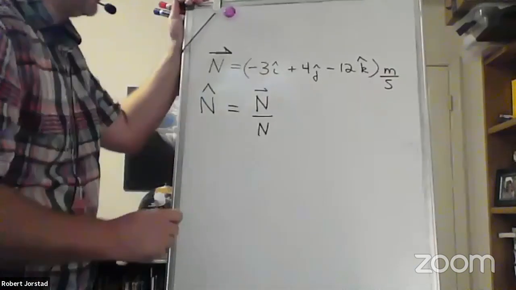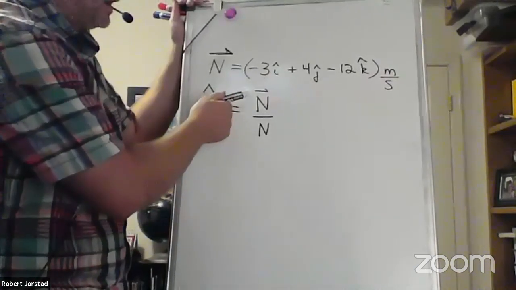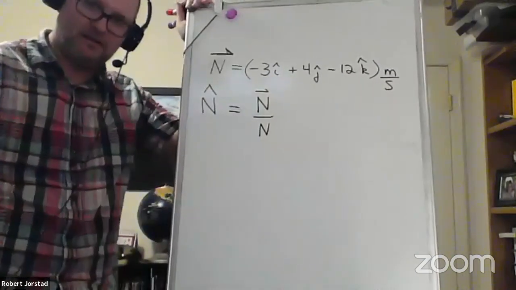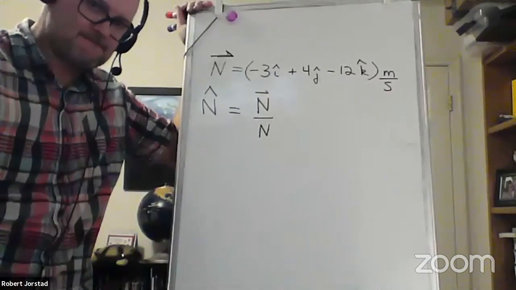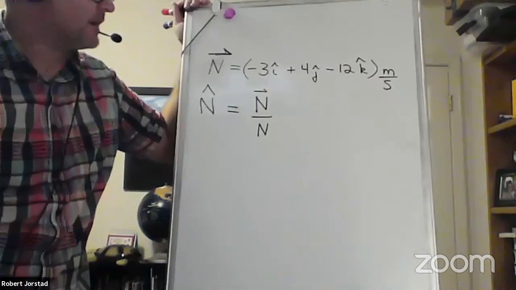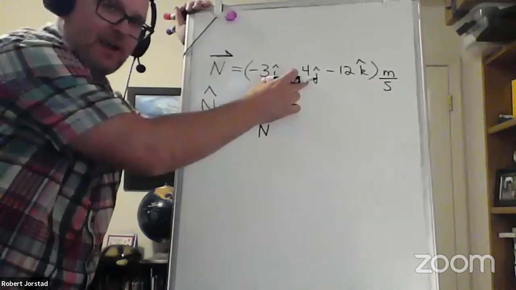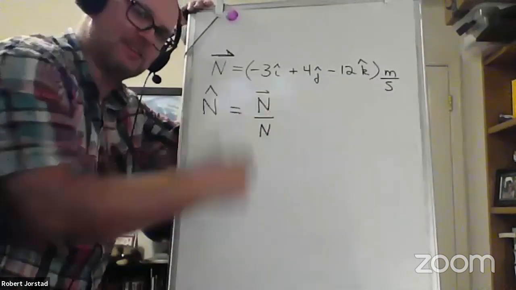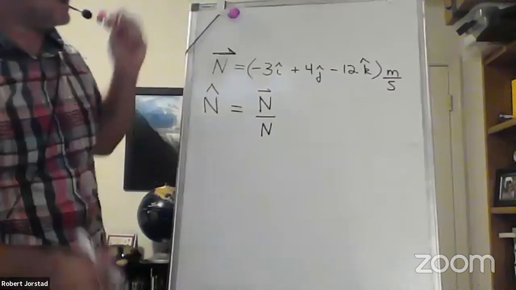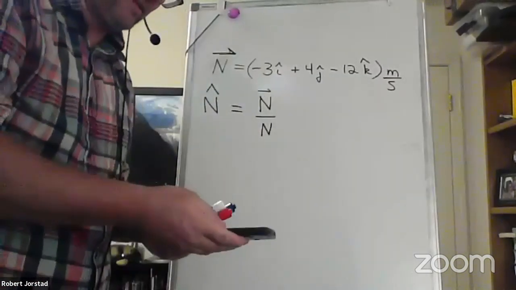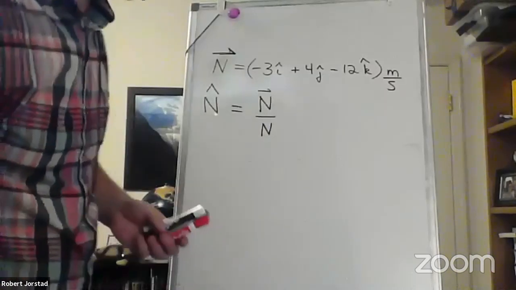I already know what the n vector is. Can anybody tell what this magnitude is right off the top of their head? It's all right. This is a 3, 4, 5 triangle. Then I have a 5, 12, 13 triangle. So the magnitude is actually 13. That's a fun one, that's why physicists like this 3, 4, 12. Okay, so I'm going to first work this out.